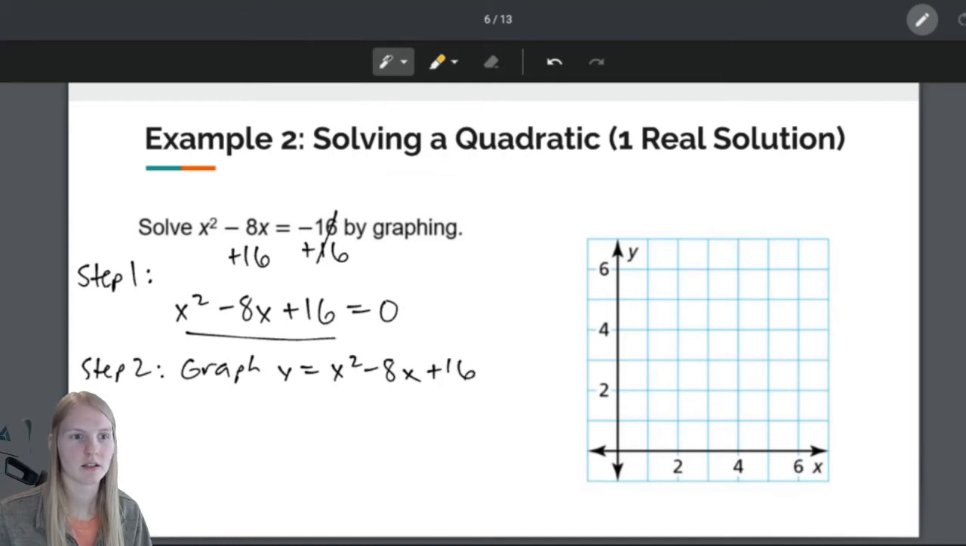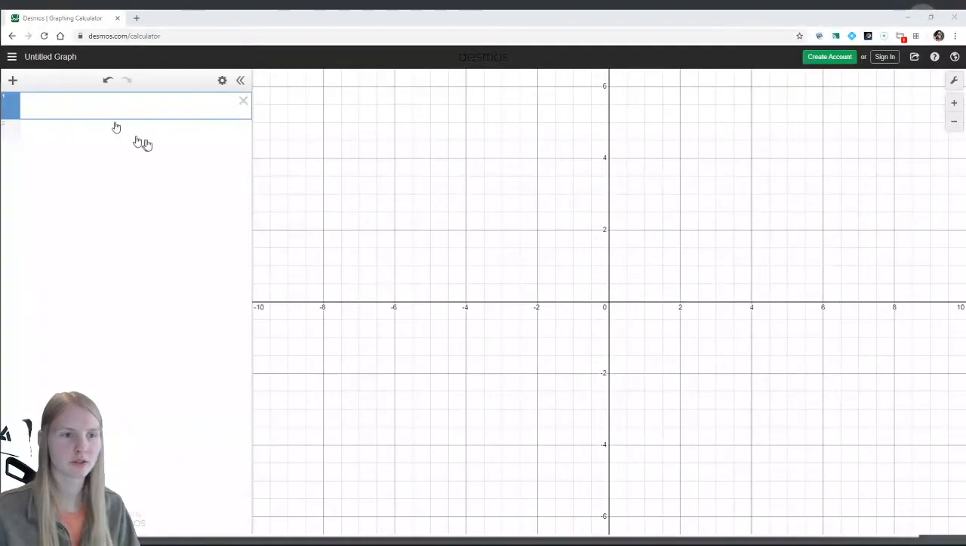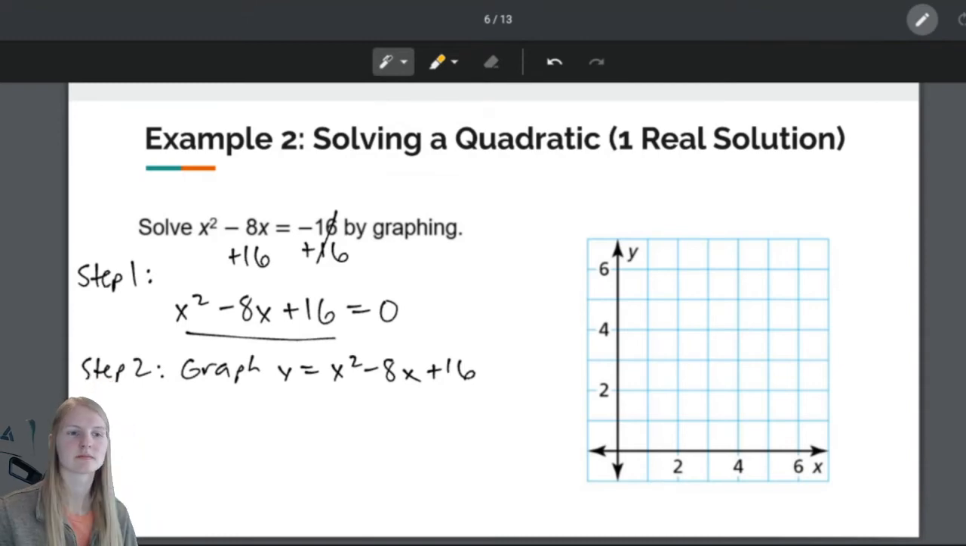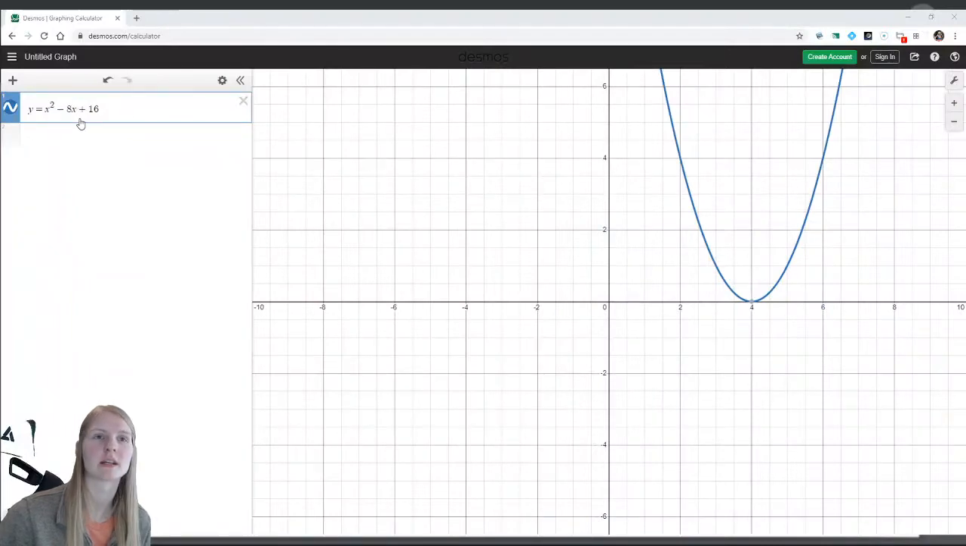Alright, and we are going to come back to Desmos. Y equals x squared minus 8x plus 16. Ta-da! Oh my goodness, why can't you see it? Oops, I was typing it in this whole time. Okay, y equals x squared minus 8x plus 16.